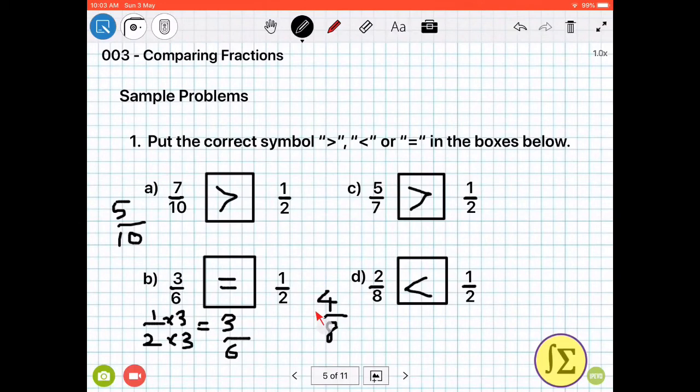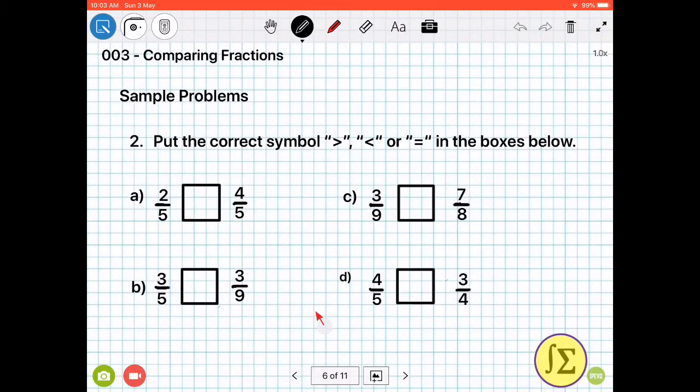Alright, so let's look at sample problem number 2. Okay, this is similar. We have to put the symbols more than, less than, or equal to. All right, let's look at A.